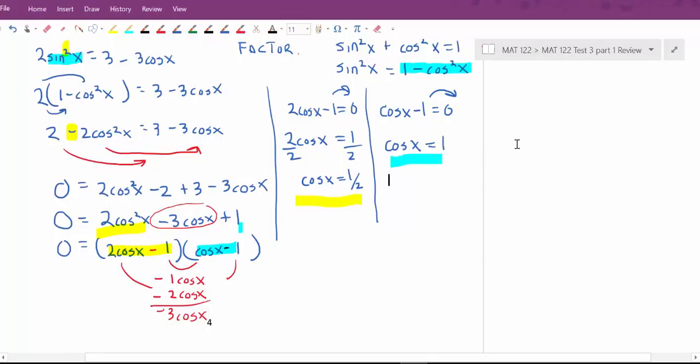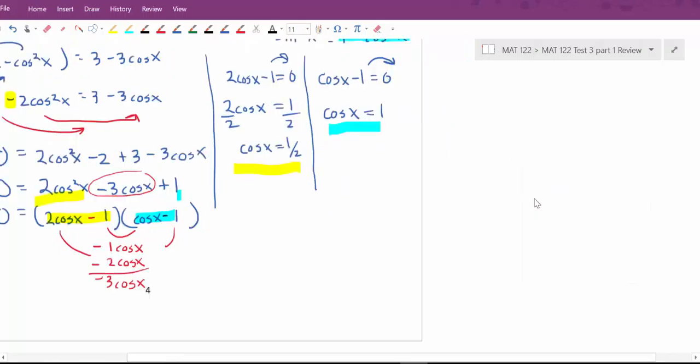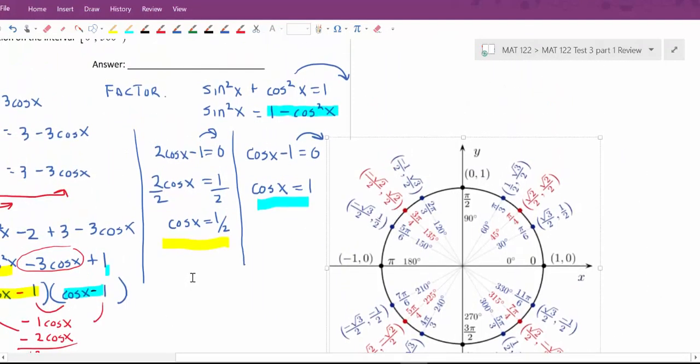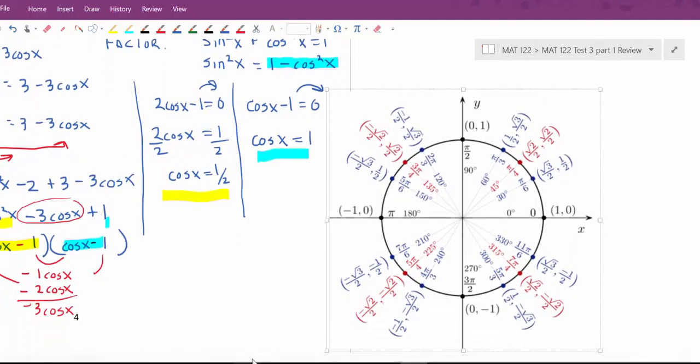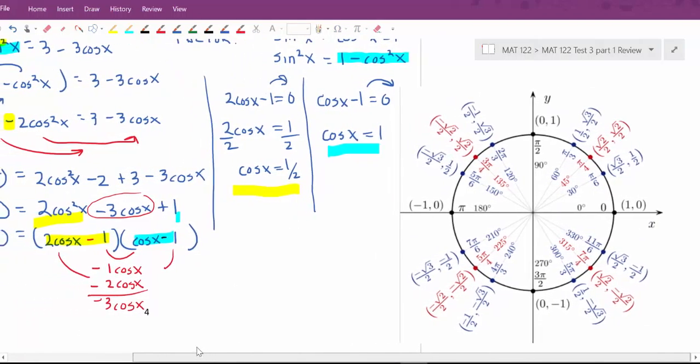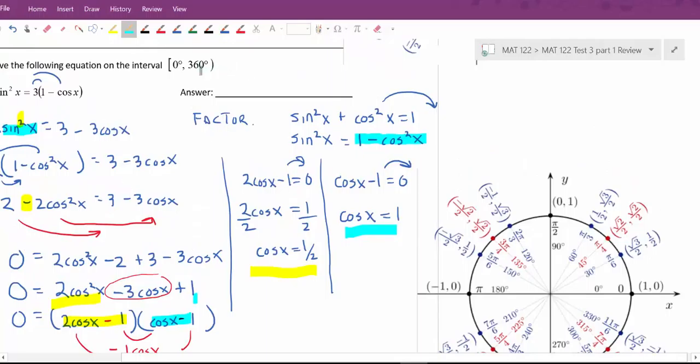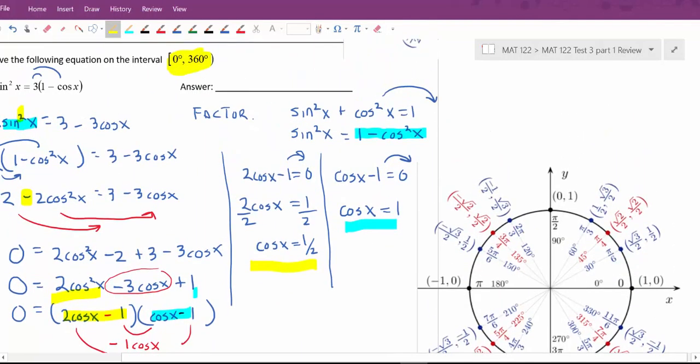Okay, so let me pull up the unit circle and we'll finish up the problem from here. Just looking at the unit circle that you would create, we're looking at the solution on this problem. They want you to solve it from 0 to 360 this time. So that implies that they want the answers in degrees this time. So pay attention to that.